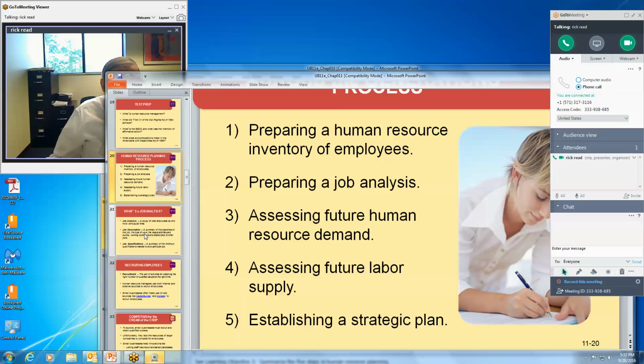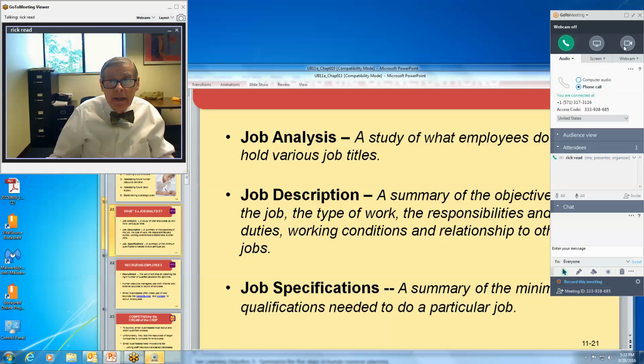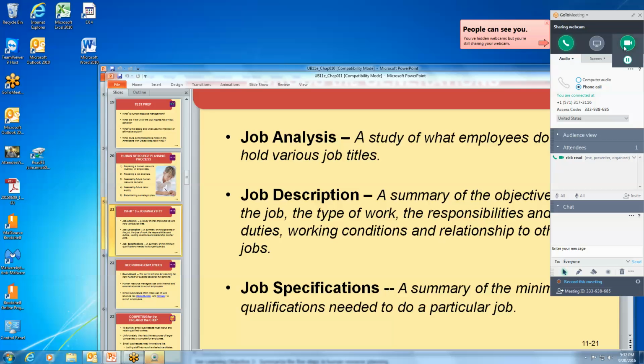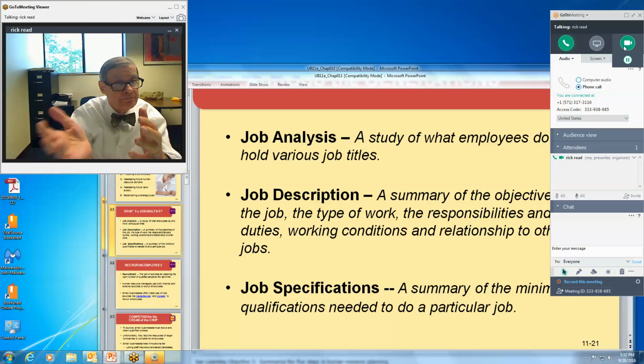What's a job analysis? It's a study. Analysis tells us we're going to study something of what the employee does at work. The job description, there are two things that make this up. They actually go along with the job analysis. One's a job description, the other is job specification.